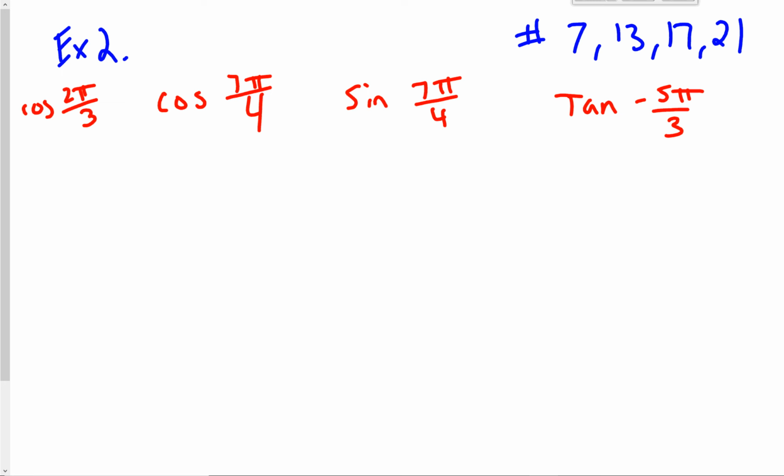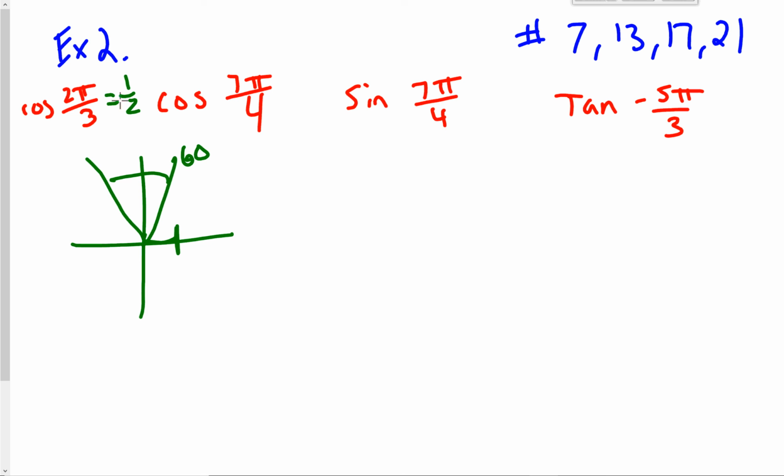2/3 pi, so this would be a third. This would be 2/3, so it's based on a 60. Cosine deals with the x. The x is smaller than the y, so that's going to be 1/2. But it's on 2/3 pi, so that's going to be negative 1/2 because it's over here. My cosine is negative in that quadrant.